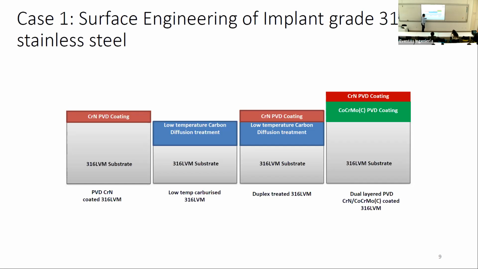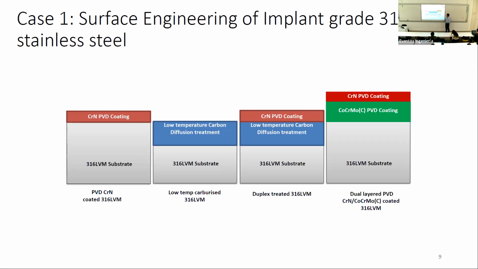And apart from being harder, because it happens at low temperature, the carbon is not allowed to react with the chromium inside the steel. It remains in solution. So basically, we get increased mechanical properties without deterioration of the corrosion resistance. Over here, we have a duplex treatment. So first we did the low temperature carburizing, and then chrome nitride. The idea was to give it better load support, so the coating will be supported better by the substrate.